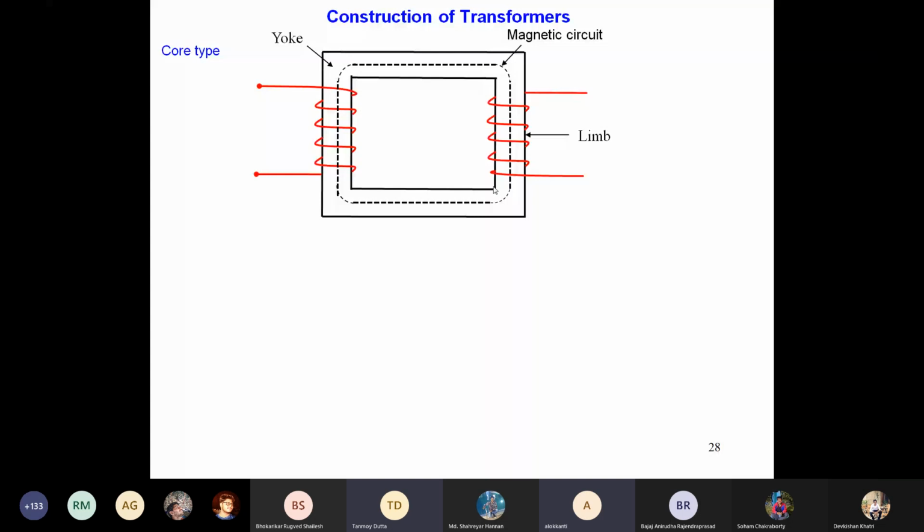What is the yoke? It is basically the entire iron piece. Not the area, because inside it is hollow and there is nothing. I am talking only of the iron piece, basically the yoke. And only the vertical pieces are called the limbs, on which you put the windings.